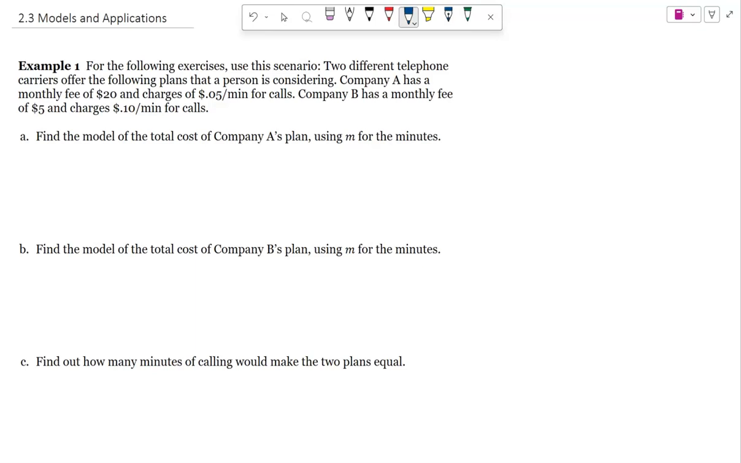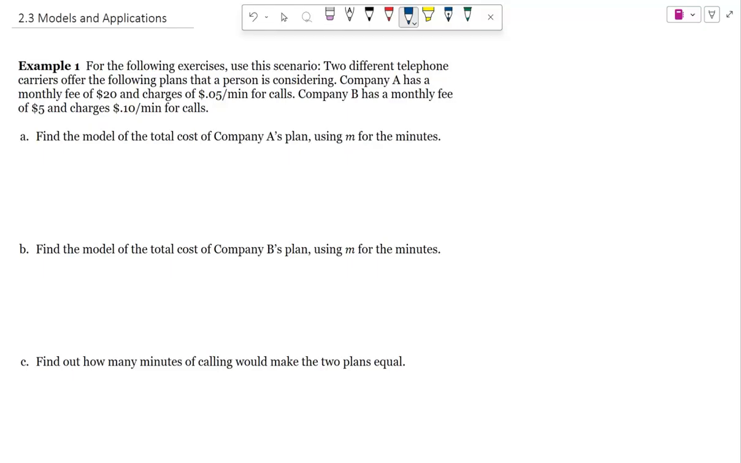Looking at example 1, for the following exercises, A through D, we are going to use this scenario. Two different telephone carriers offer the following plans that a person is considering. Company A has a monthly fee of $20 and charges 5 cents per minute for calls. Company B has a monthly fee of $5 and charges 10 cents per minute for calls.